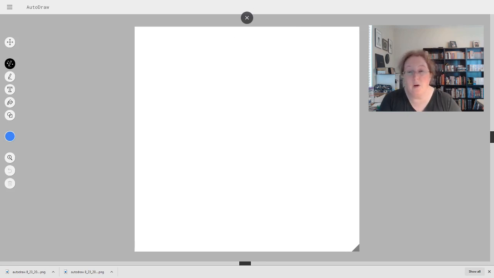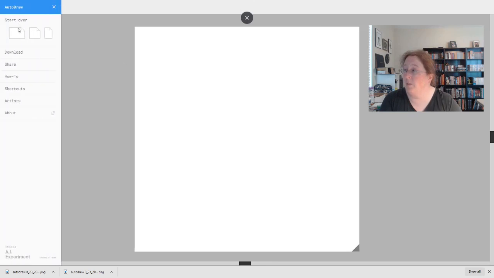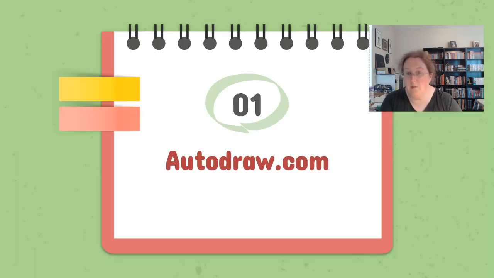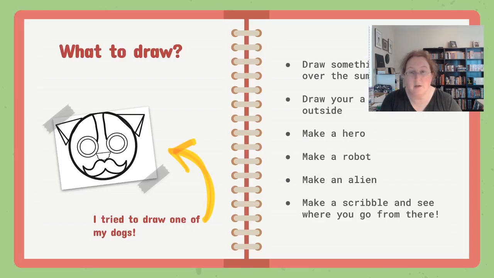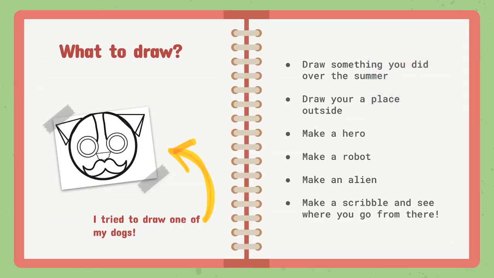So when you are done and you've got your picture, don't forget to go up here to the 3 lines and download it, because you are going to be showing me what you turn in. So what I want you to do is pick something to draw. I tried to draw one of my dogs. You can kind of see it's right there in that little picture.